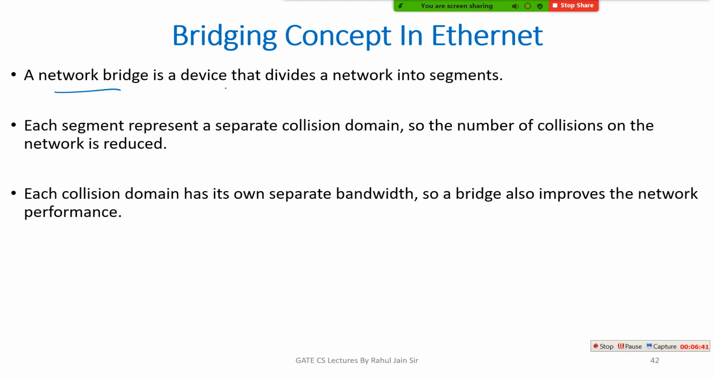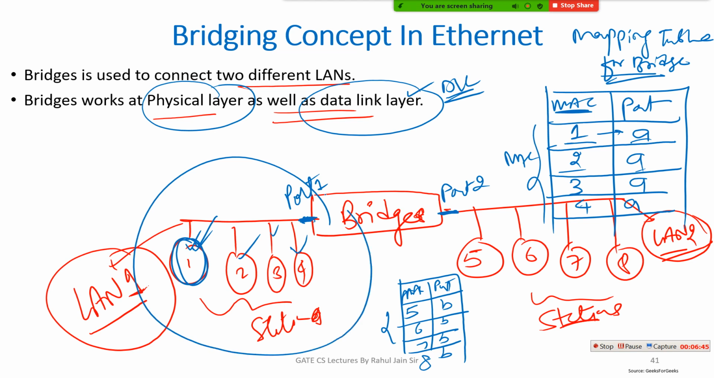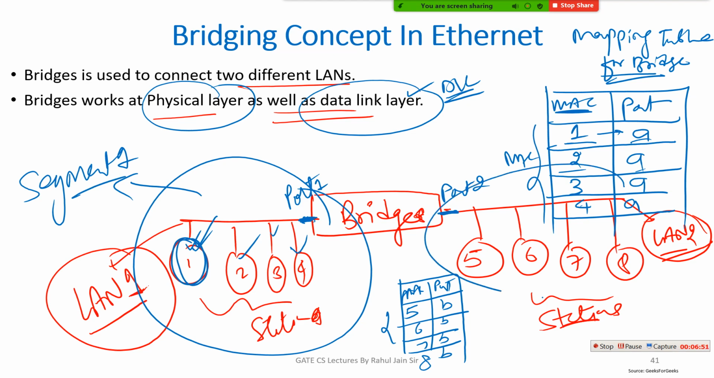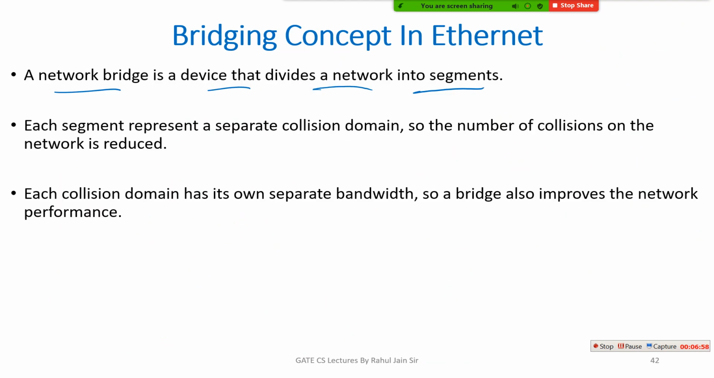A network bridge is a device that divides network into segments. You can term it as segment 1. You can term it as segment 2. No problem. So a network bridge is a device that divides the network into segments.